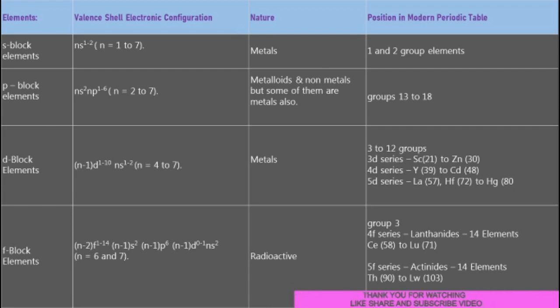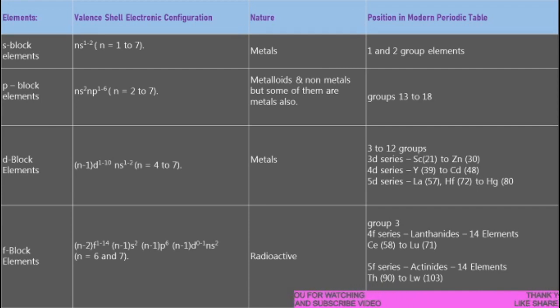And P block elements are at the right corner. The position in the modern periodic table is group number 13 to 18, and the valence shell electronic configuration is ns2 np1 to 6, meaning ns2 np1, ns2 np2, ns2 np3 up to 6. Here n is 2 to 7, like 1s2 2s2 2p1, and so on. The nature of these elements is metalloids and non-metals, but some of them are metals also.